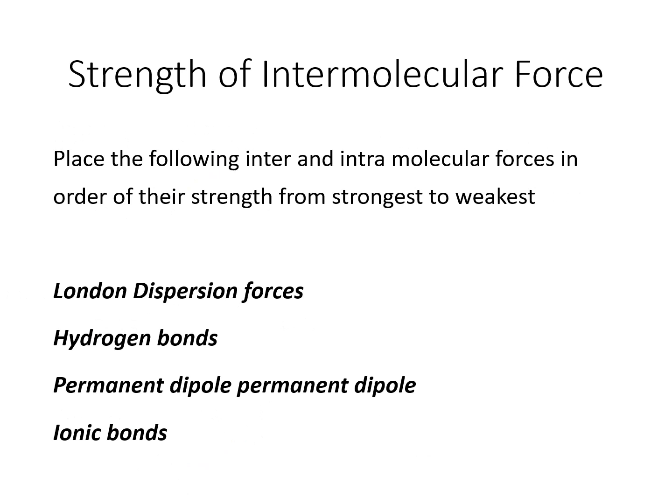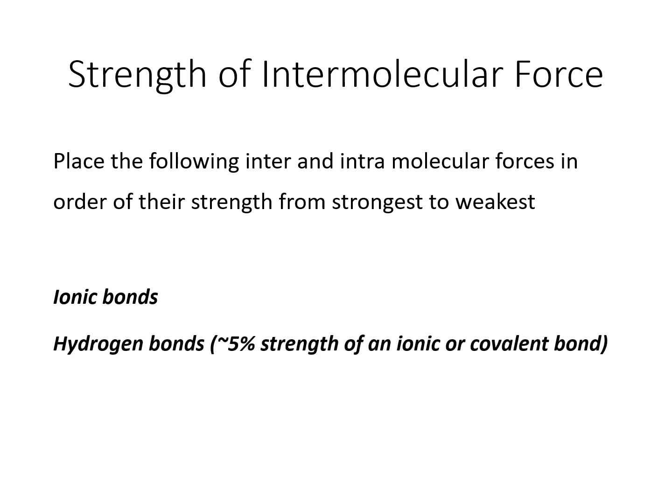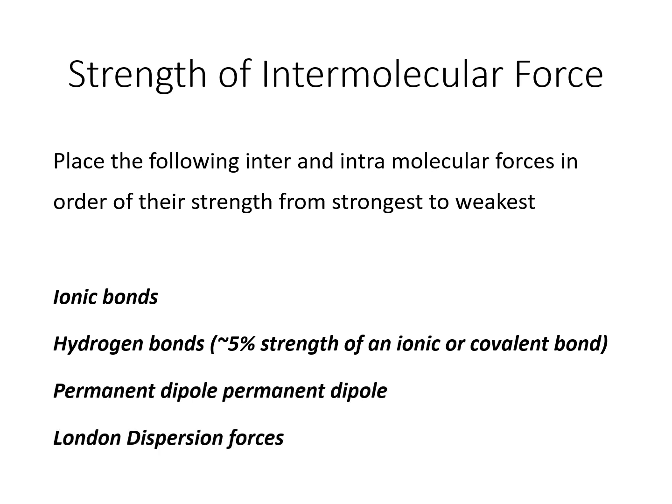Next question, can you place these in order of strongest to weakest? Okay, so in first place, the strongest is going to be ionic bonds, and the intramolecular forces like ionic and covalent bonds are going to be significantly stronger than intermolecular forces. Then we have hydrogen bonds, around about 5% strength of an ionic or covalent bond, depending on which source you read. Then after that, permanent dipole, and last but not least is the London dispersion forces.